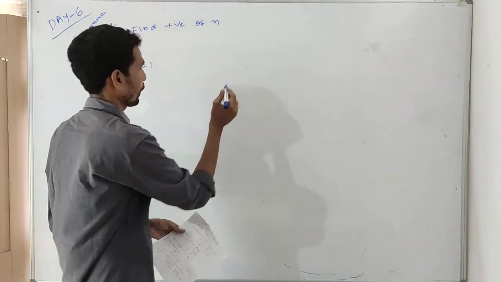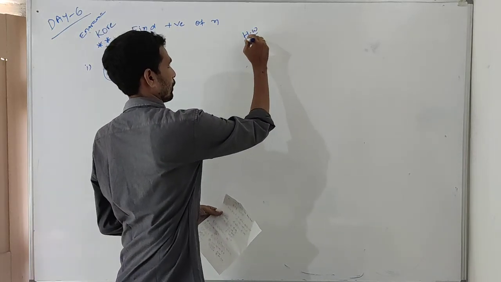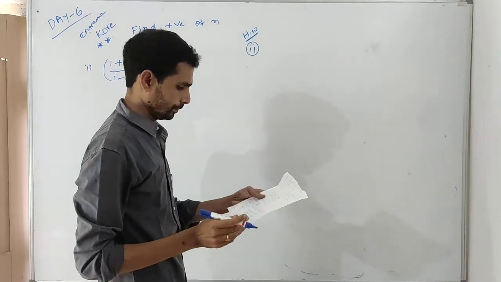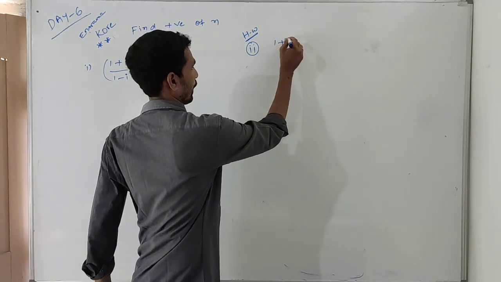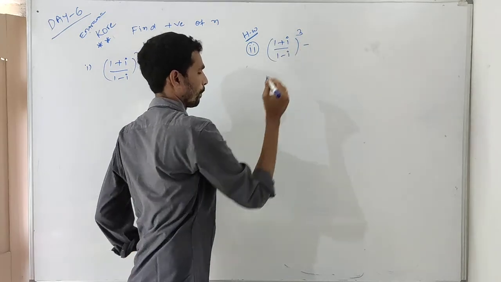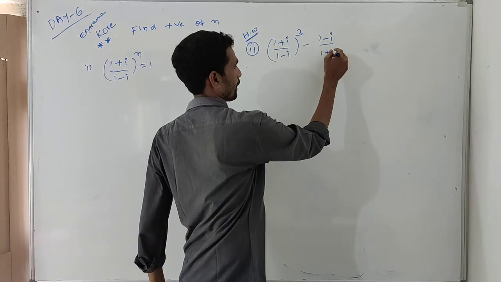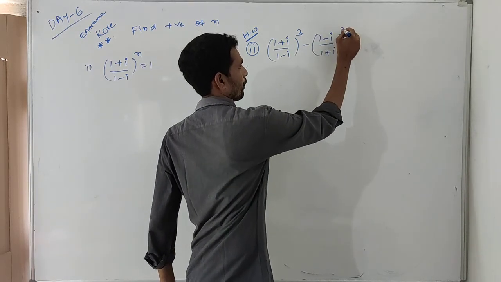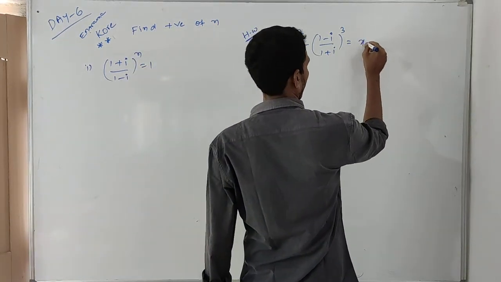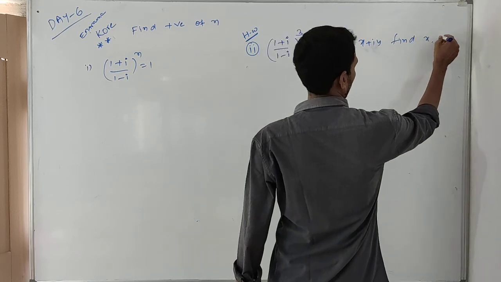Second problem: (1 plus i by 1 minus i) whole cube minus (1 minus i by 1 plus i) whole cube is equal to x plus i y. Find x comma y.